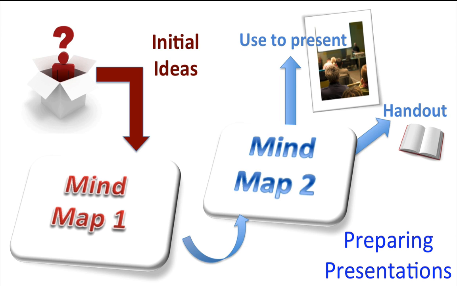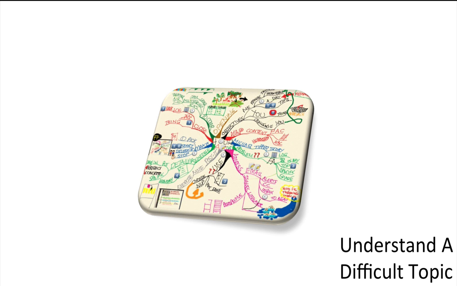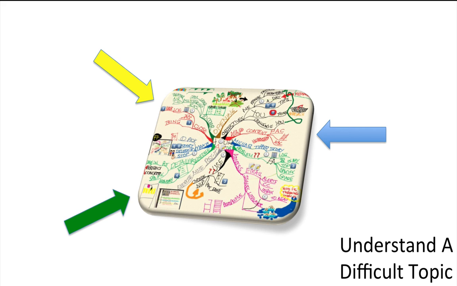For extra effect, you could even give your mind map out afterwards as a handout for those who've listened to you speak. Now, at number 4 is helping you understand a difficult or complicated topic. Gather what you know about the topic on a mind map and look to get it all on one page. By choosing the different branches for the mind map and selecting images and keywords, you'll be thinking about and organising your own thoughts on the topic, which will help you keep track and enhance your understanding of it.